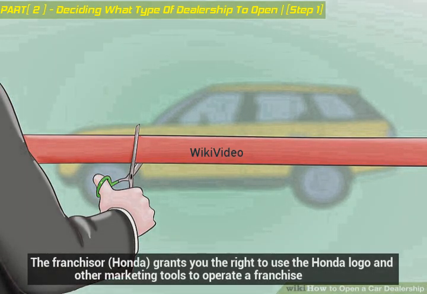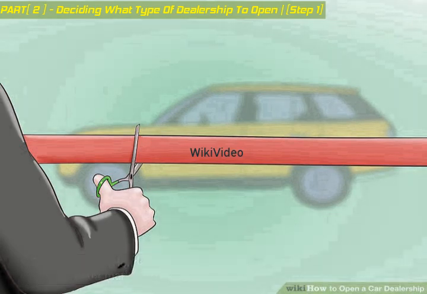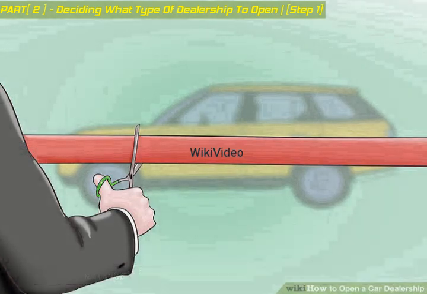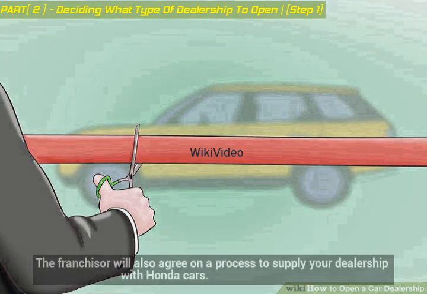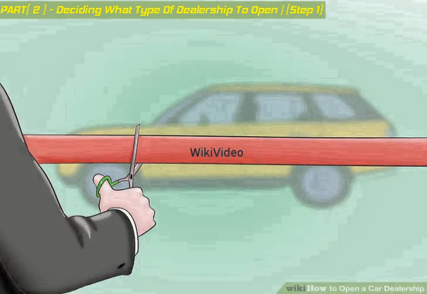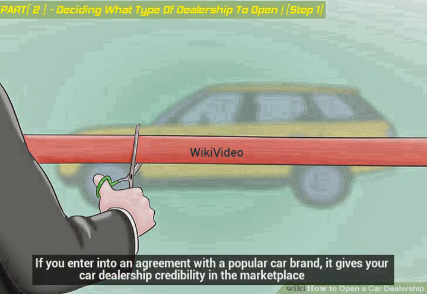The franchisor, Honda, grants you the right to use the Honda logo and other marketing tools to operate a franchise. You will participate in local advertising and promotion of Honda cars. The franchisor will also agree on a process to supply your dealership with Honda cars. If you enter into an agreement with a popular car brand, it gives your car dealership credibility in the marketplace.